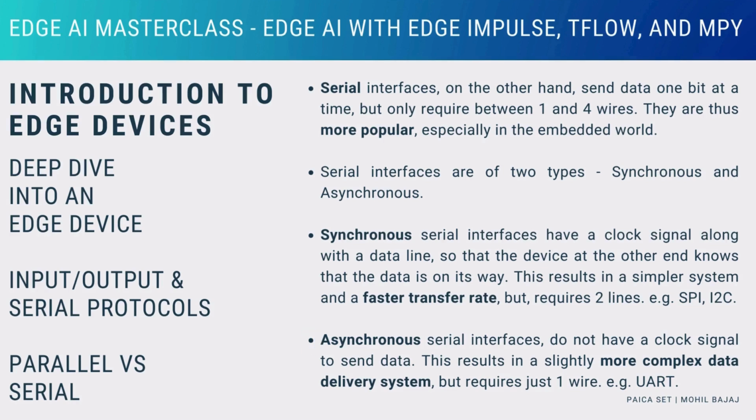In summary, while parallel protocols are fast, their physical demands make them less ideal for modern, compact edge systems compared to the more streamlined serial protocols. Between the different serial protocols, synchronous serial protocols are faster and more reliable for real-time applications, while asynchronous protocols are more flexible and simpler to implement, making them well-suited for basic input-output operations in edge devices.